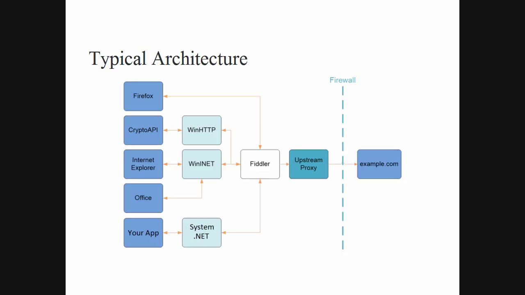There are many different HTTP stacks. Windows uses WinINet and WinHTTP primarily, but there's also System.net for the .NET framework. You've got Java. You've got Firefox, which includes its own HTTP stack. You've got other things like Chrome, which obviously includes its own HTTP stack. But most things in Windows will actually directly send their traffic to the system registered proxy for WinINet. And so most things will automatically send their traffic to Fiddler.